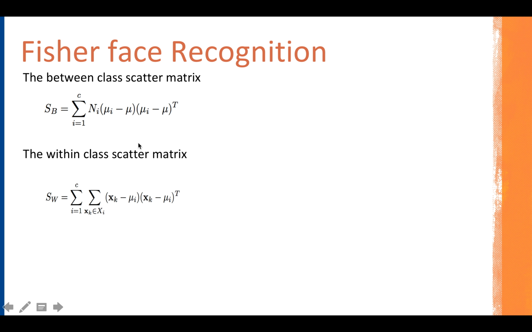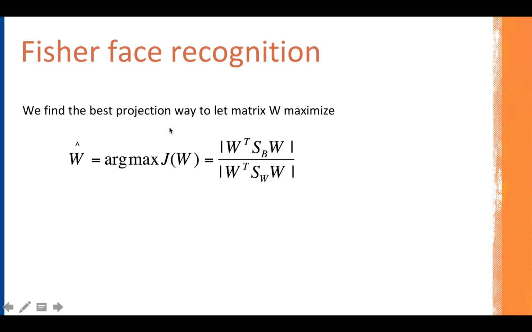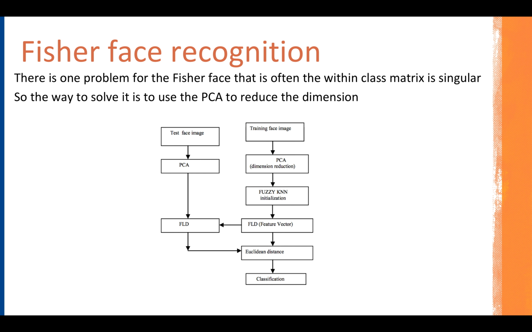In this equation, the first one is the between-class scatter matrix, and the second one is the within-class scatter matrix. We can also use this equation to find the best projection matrix W that maximizes the ratio. There is one problem for fisherface: often the within-class matrix is singular. The way to solve it is to use PCA first to reduce the dimensions. The whole flow can be seen in the pictures here.